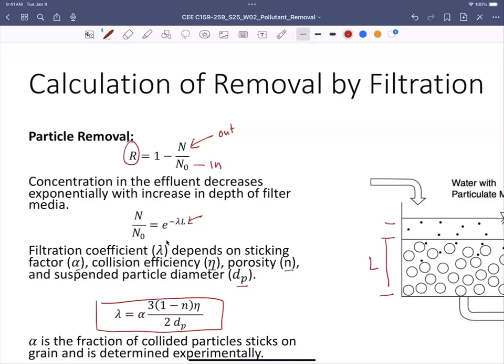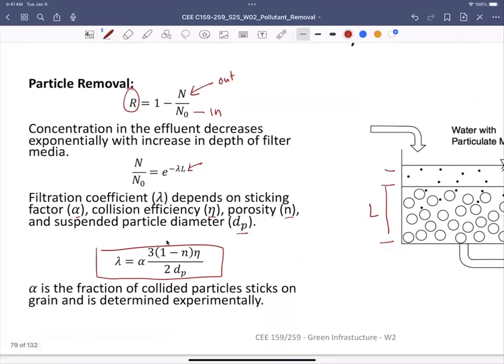So let's think of what those are. Alpha is the fraction of colloid particles that stick to the grain. Think of this: the small particles move through the system, and before one can be removed, it has to collide with the surface. How likely they will collide with the surface is called collision. And just because they are colliding doesn't mean that they're going to stick. They can collide and then come out, or they can collide and stick. If it's sticking, that's what's removed. That's why alpha is basically the percentage of collided particles sticking to the system. So that's called a sticking factor.